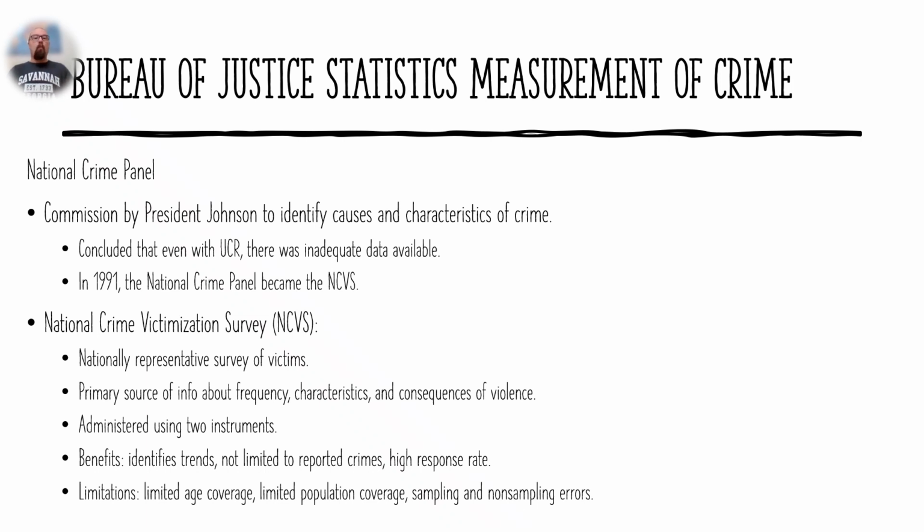The NCVS-1 is a screening instrument. So it determines whether respondents were a victim of a threatened, attempted, or completed crime within the past 6 months. And then if they determine that yes, they were a crime victim, then they give them what is known as the NCVS-2. And the NCVS-2 is the instrument that's focused on gathering the detailed information of those crimes from the victim's standpoint. So the victim then fills out characteristics about the crime.